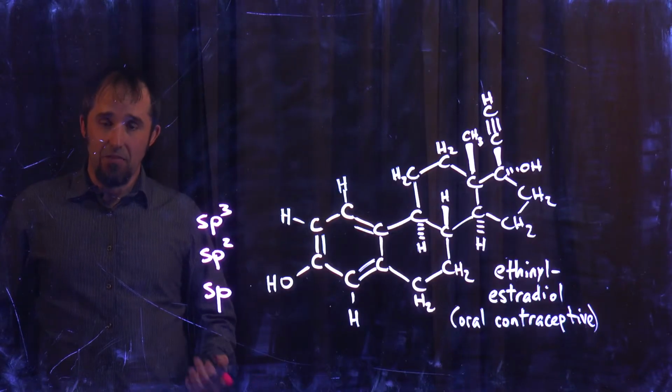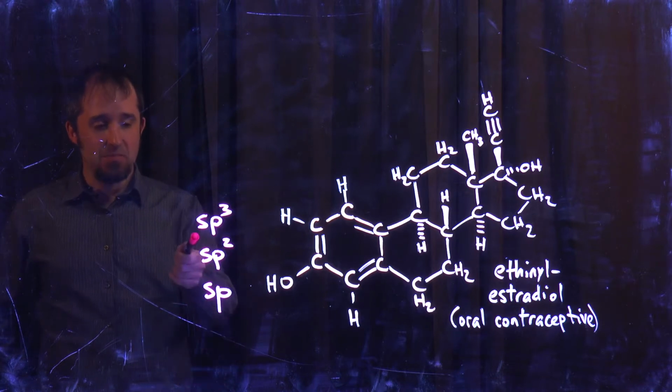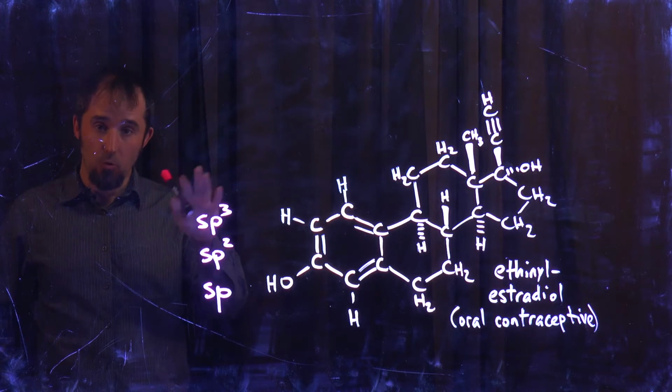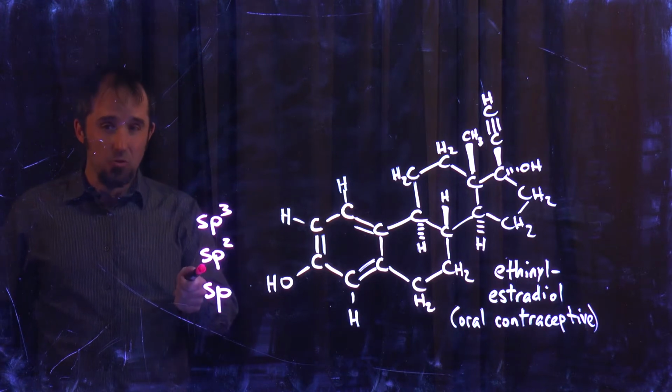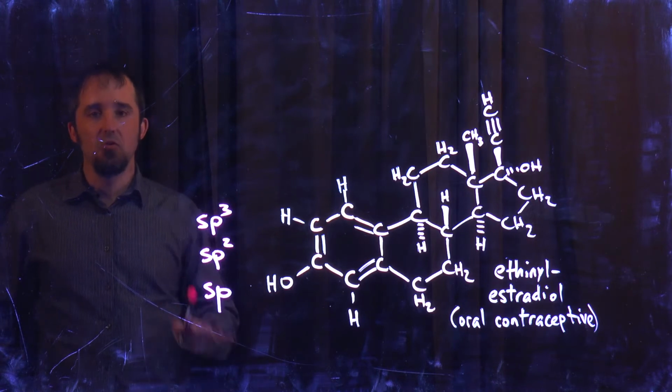So we've learned a lot about the bonding of carbon. We've learned that we typically think of carbon as hybridized, either sp3 hybridized, so 4 single bonds, sp2 hybridized with a pi bond, or sp hybridized with 2 pi bonds. How can we use this?